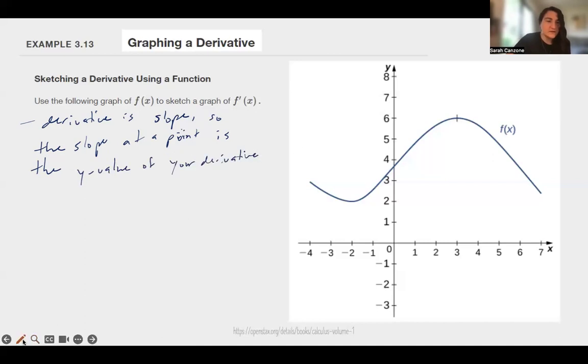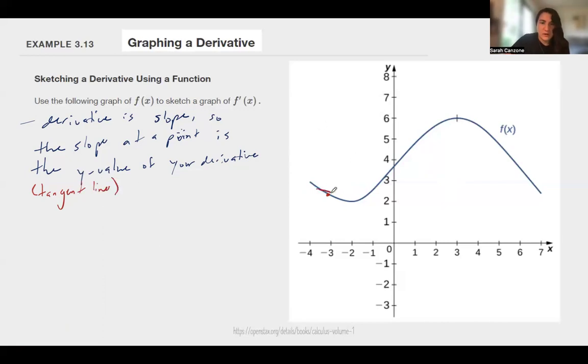All right, and let me illustrate what I mean. What we're going to do is choose a bunch of x values and determine what we think the slope is. This is really just an estimation game. We determine what we think the slope is, and then we plot that value. So let's take a look at -3. What we're going to look at is the tangent line.